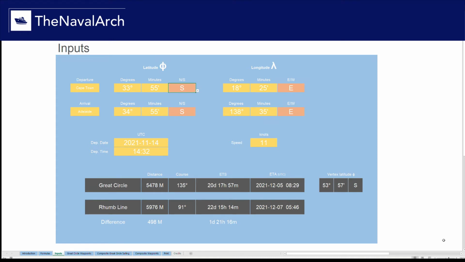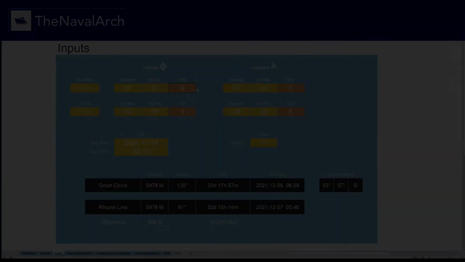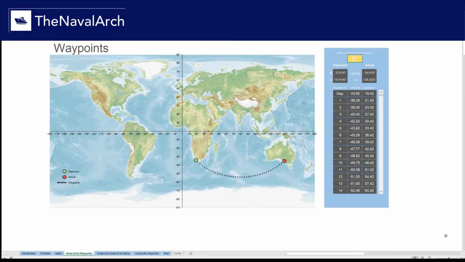The black cells display the calculated results for the Great Circle, the Rhumb Line and the vertex latitude. We can also see the calculated difference between the Great Circle and the Rhumb Line. Here we have all of our Great Circle waypoints displayed on a map. It is possible to change the distance between the waypoint longitudes, depending on how closely you want to follow the Great Circle.